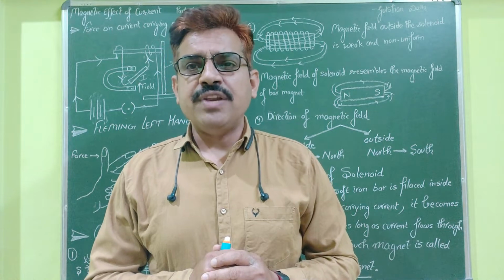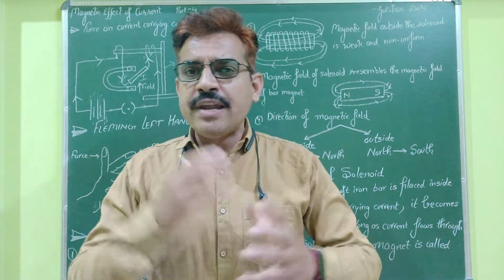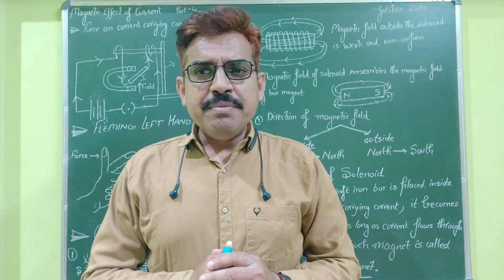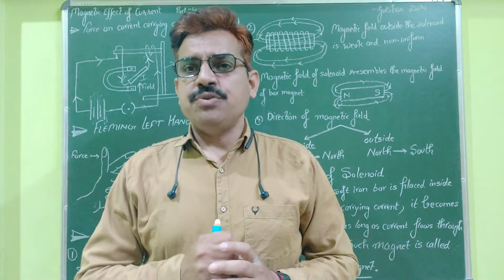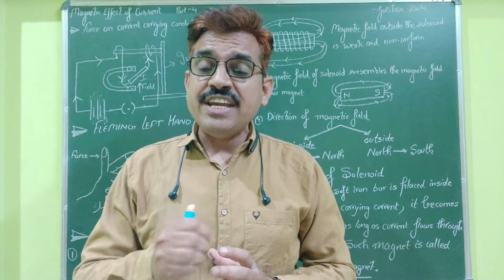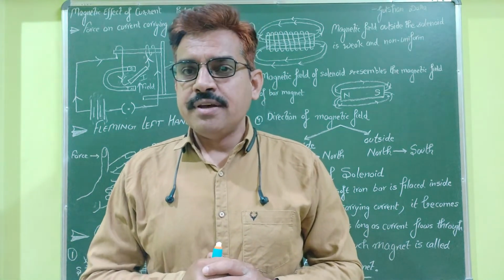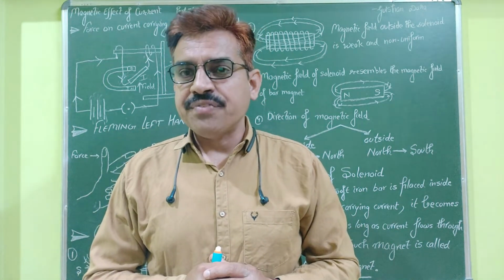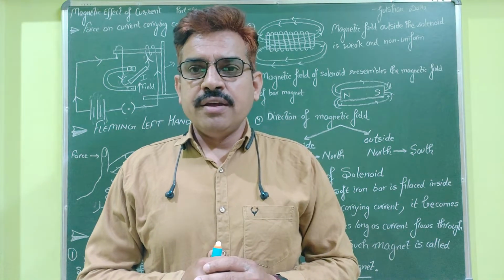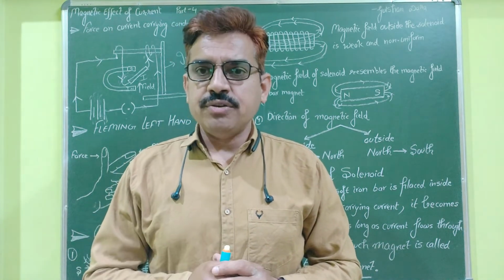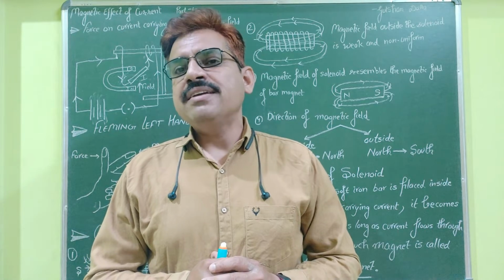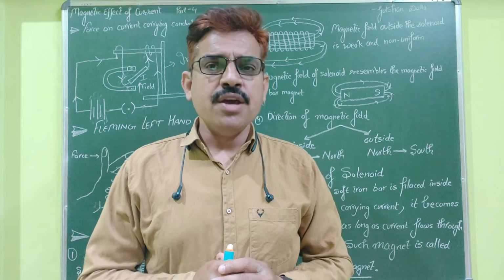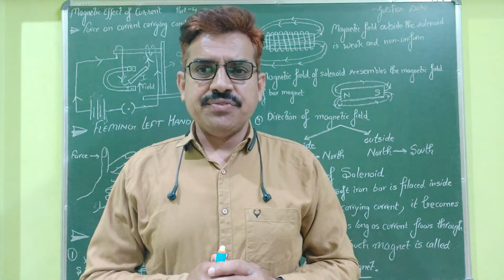In order to explain the Fleming left hand rule, first of all let me share with you what the Fleming left hand rule is. Fleming left hand rule is the rule used to find the direction of the force when a current carrying conductor is placed in a magnetic field. That is, it finds the direction of the force when current passes through the conductor and that conductor is placed in a uniform magnetic field.